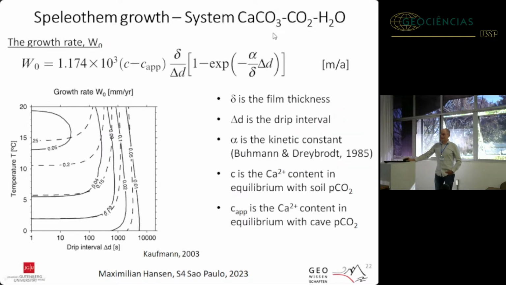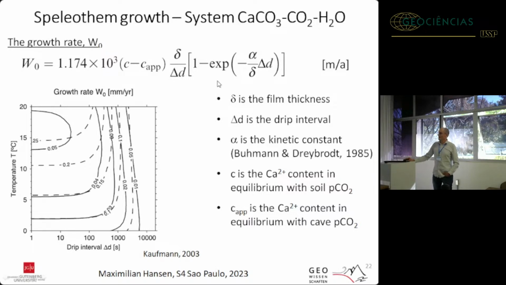Okay, so I just want to mention that I'm going over that rather quickly. This is the equation for the maximum growth rate. It's a bit lengthy and looks pretty complicated. But in principle, you have the dependence on the film thickness. The delta D would be the individual drip interval. There's the alpha, which I showed you before. That's the kinetic constant for the precipitation rate.